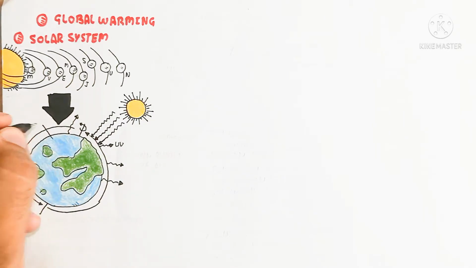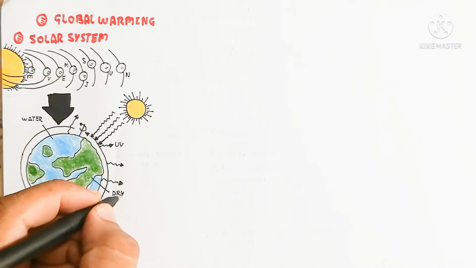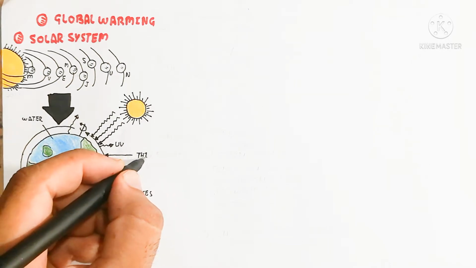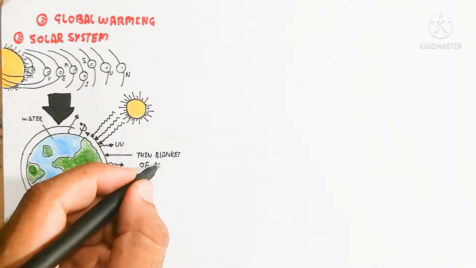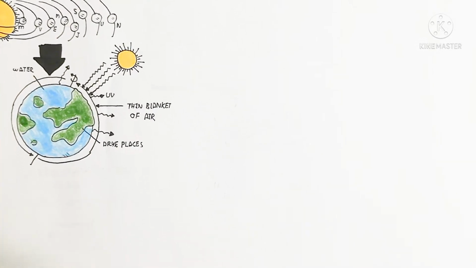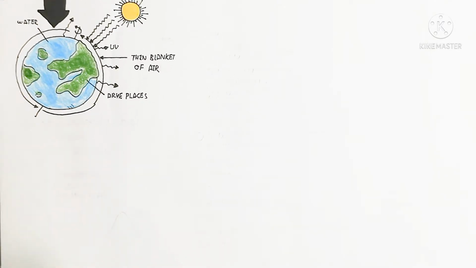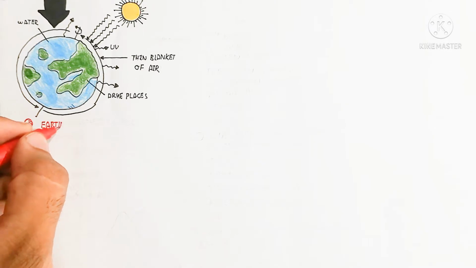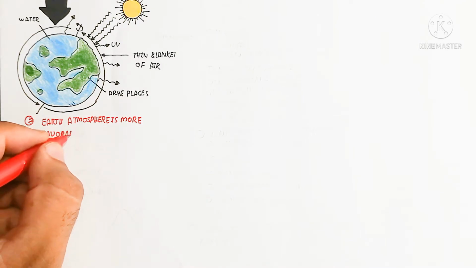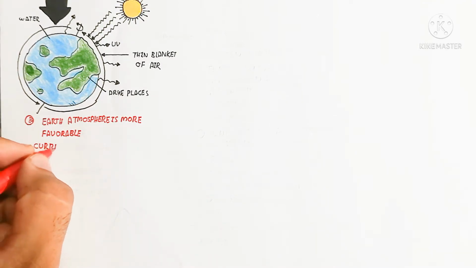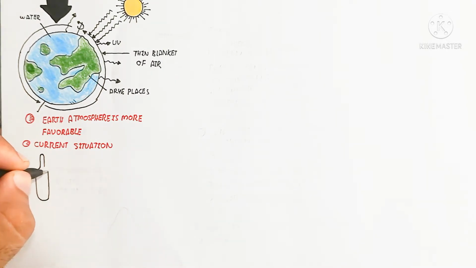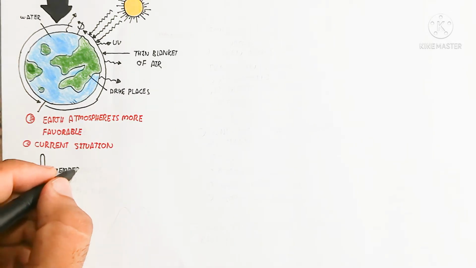So here is the light filtering. UV lights and some radiation fall on the earth, but before falling, the stratosphere and troposphere emit back the light which is harmful for us and for animals. So here the thin blanket of air is known as the atmosphere. The dry places and wet places together are known as the earth. The earth is a major example of a living planet, which provides life. The earth's atmosphere is favorable for humans as well as animals and plants.